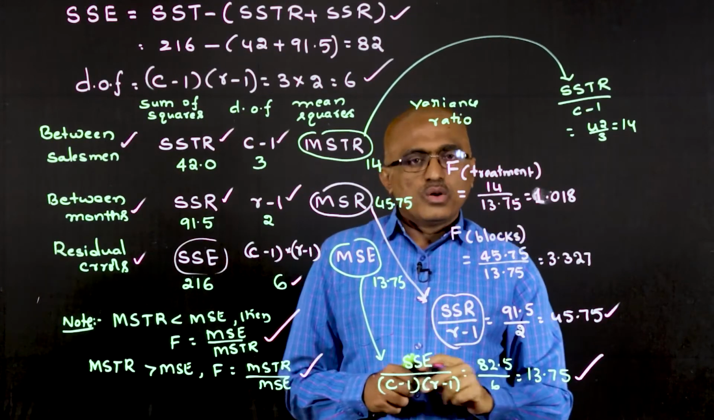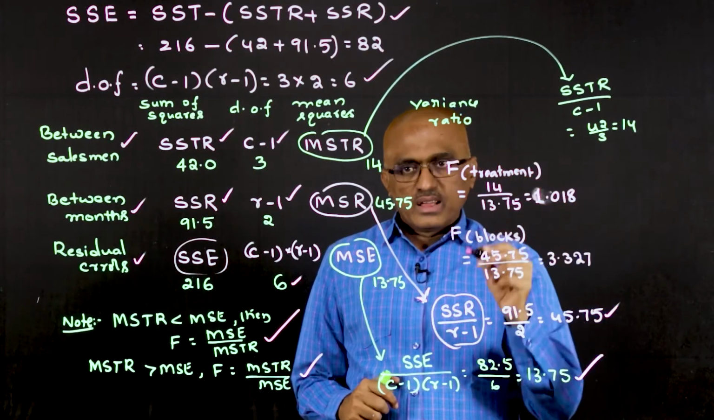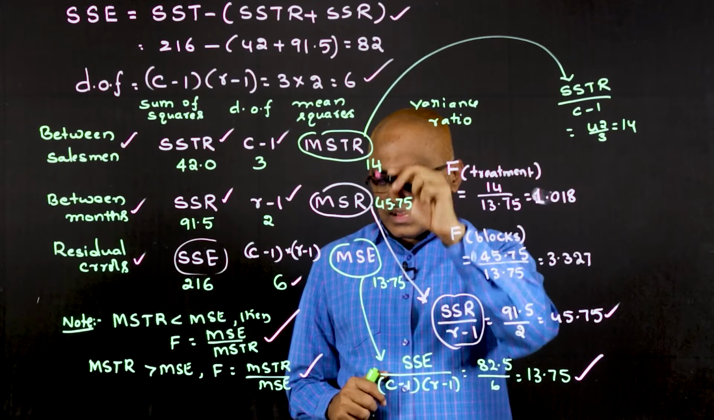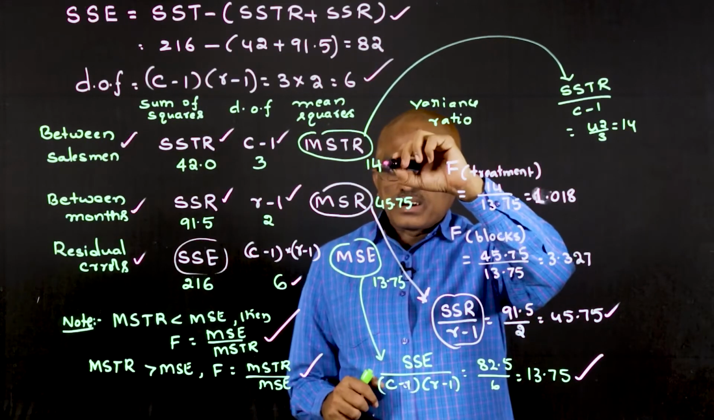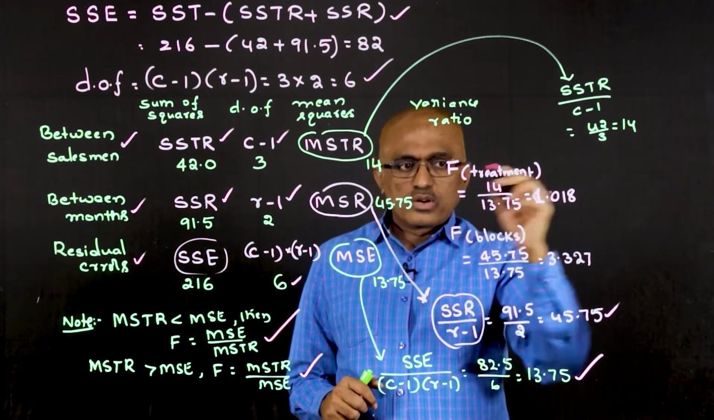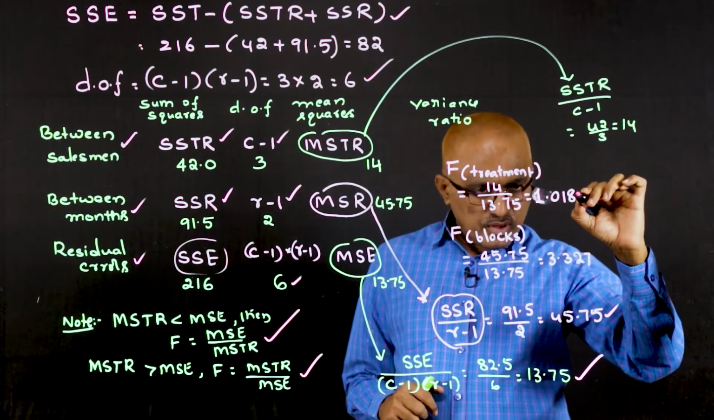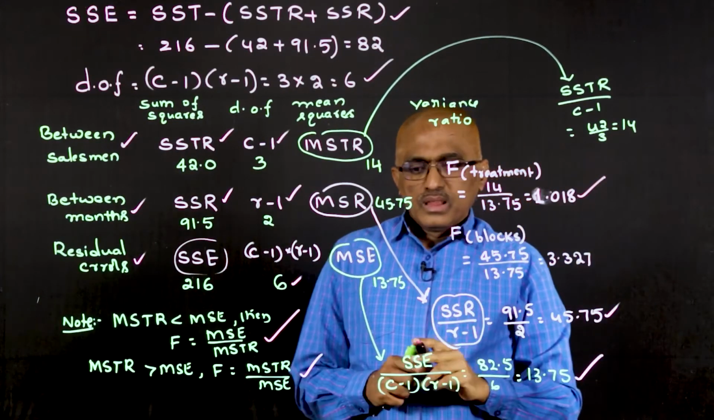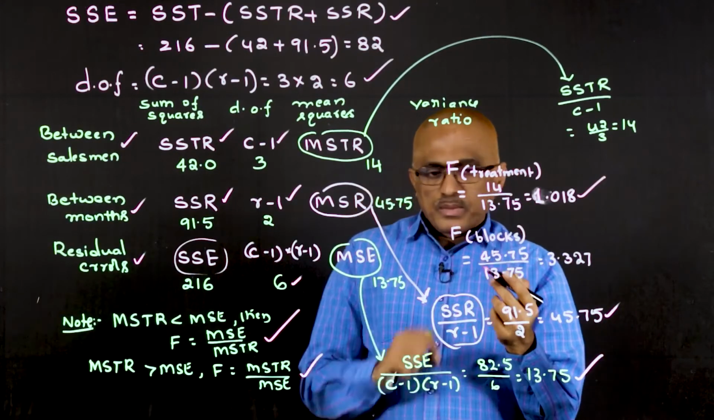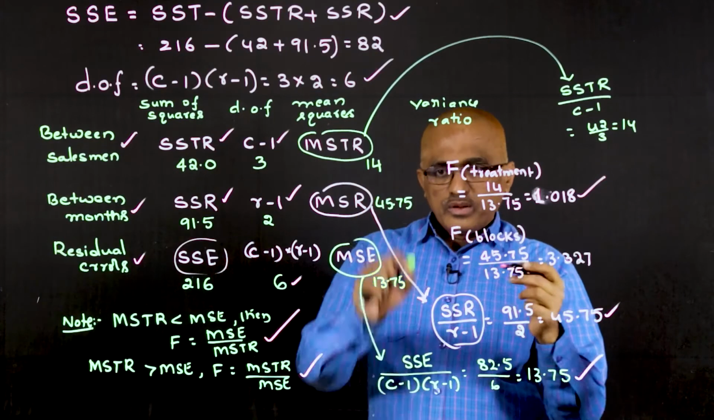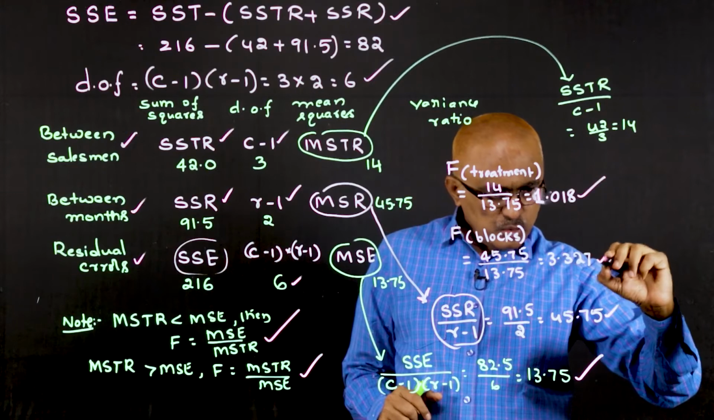Now, with respect to the salesmen, that is with respect to treatment, MSTR is greater than MSE. Therefore, we use MSTR by MSE, that is 14 by 13.75. Then we got the F value. Similarly, for the F value corresponding to months, that is blocks, it is 45.75, MSR by MSE. Then we get 3.327.